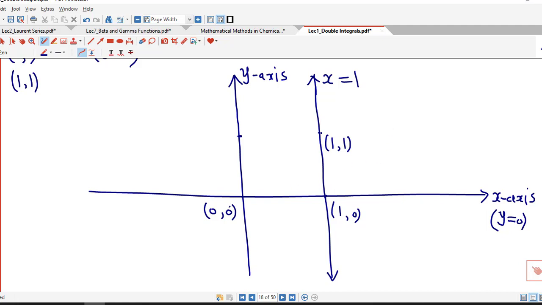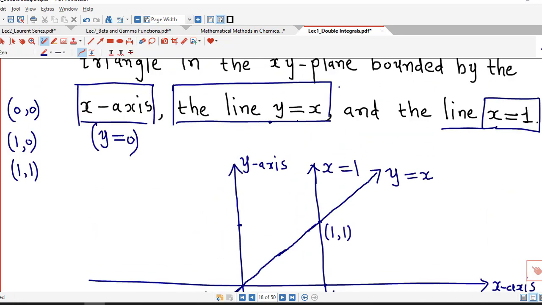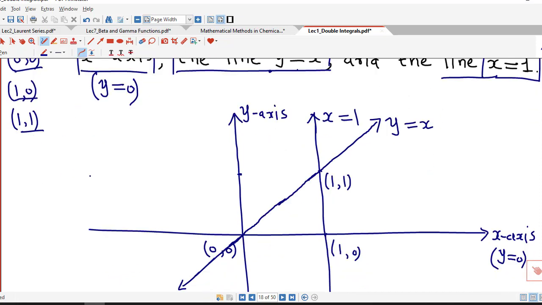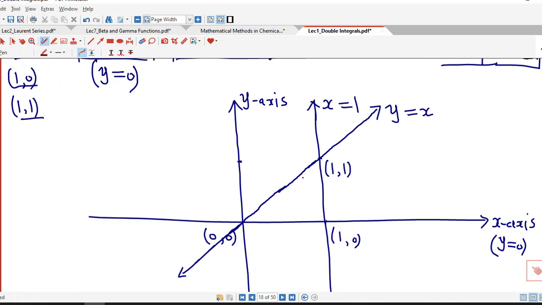and our line is the line y equal to x. We know that the line y equal to x is the straight line passing through the origin, making an angle of 45 degrees with the positive x axis. So this is the line y equal to x, and we have seen these are the intersecting points. Our region is bounded by these three lines. So this is the region of integration, a triangle bounded by these lines.